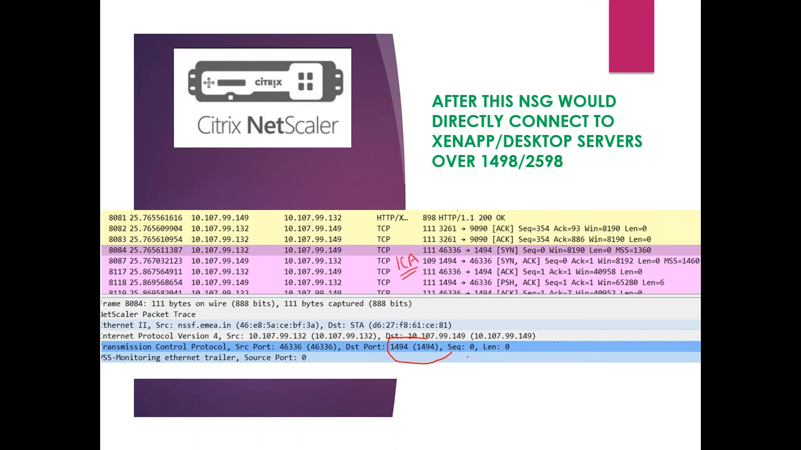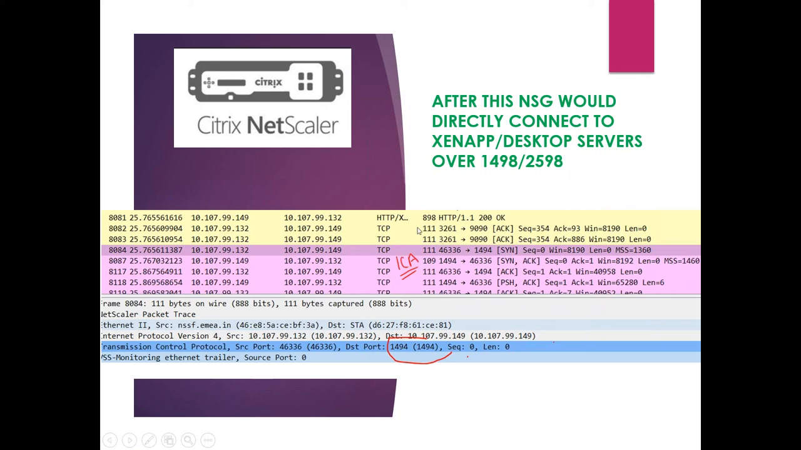And many times you notice a problem where your app enumeration is fine, but launching is the problem. One cause is STA, obviously, because NetScaler was not able to identify which XenApp it should go to. The second is that from NetScaler to that XenApp, either port 1494 or 2598 was not open. That again, you can only identify on a NetScaler trace. You'll see a SYN going, but no response coming.